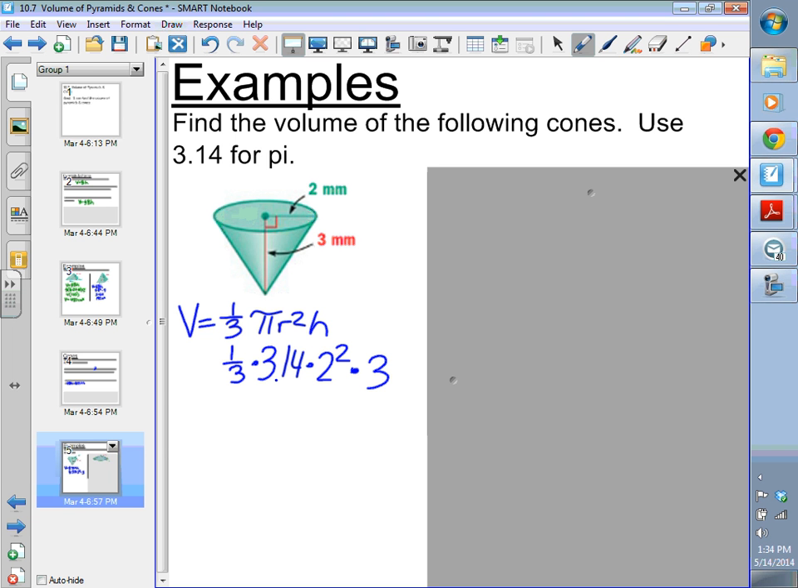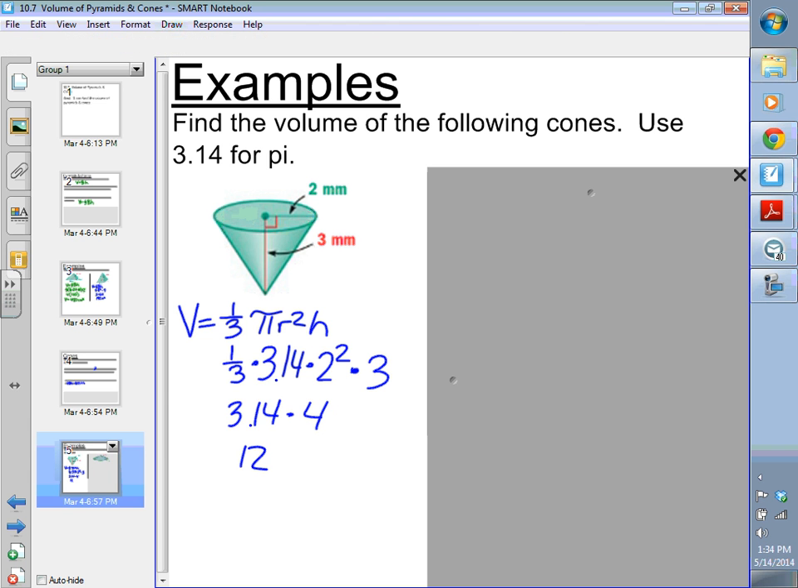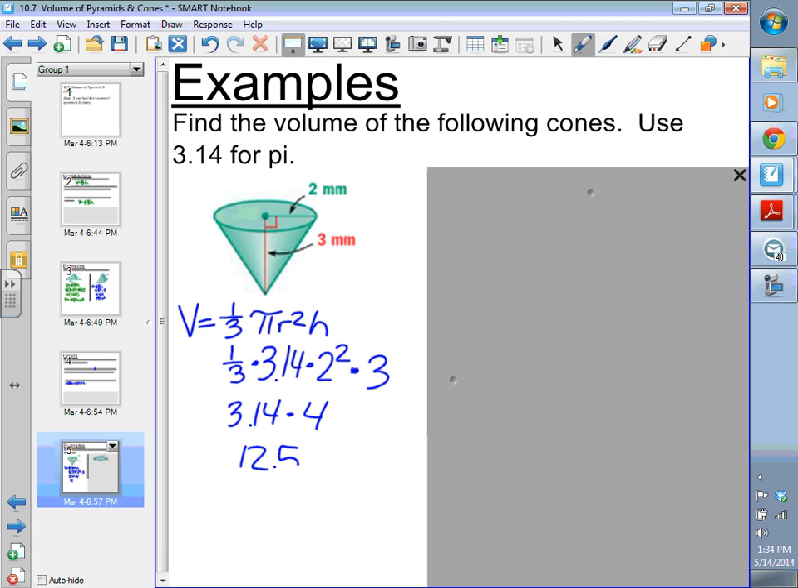So now we multiply this out. And you get 1/3 of 3. The 3's are gone. Both of those are gone. 1/3 of 3 is 1. So you get 3.14 times 4, which is 12.56 millimeters cubed. And on to our next.